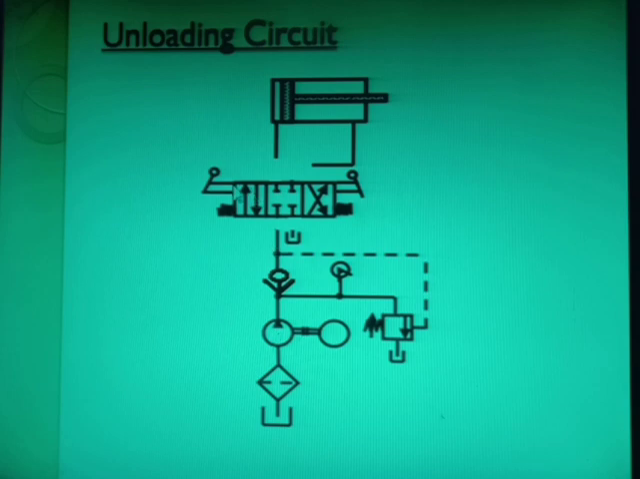After that there is a 4x3 direction control valve. You can see here this direction control valve is a 4x3 direction control valve. So there are 4 ports. This will be the P port, this will be the A port, this will be the B port, and this will be the R or the reservoir port, right?